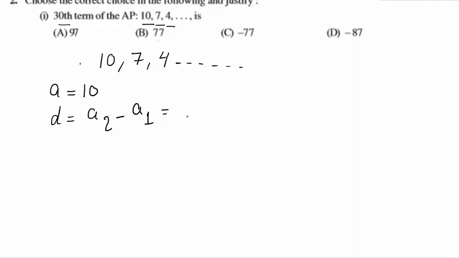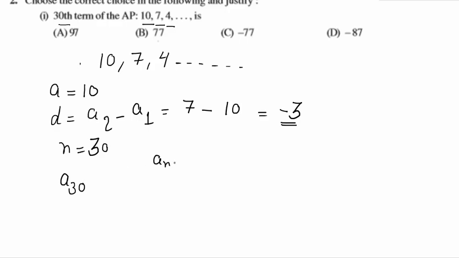Now students, you must write the formula for every part. Here D is A2 minus A1. The second term is 7 minus the first term, which is 10, and the answer will be minus 3. So this is our common difference D, and now N is given as 30. So we find the 30th term, that is A30.